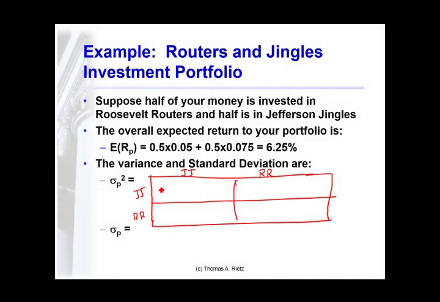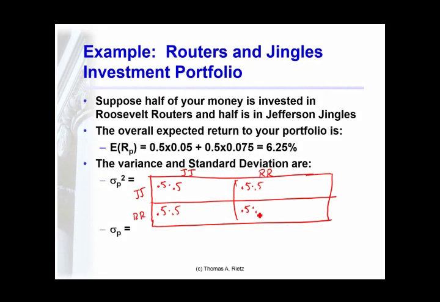So the weight in the row here is a half. The weight in the column is a half. Here the weight in the row is a half. The weight in the column is a half. The weight in the row is a half. The weight in the column is a half. The weight in the row is a half. The weight in the column is a half.